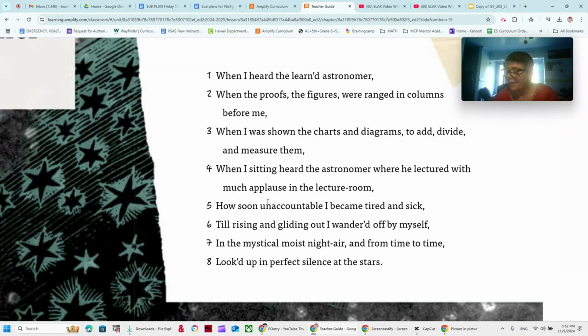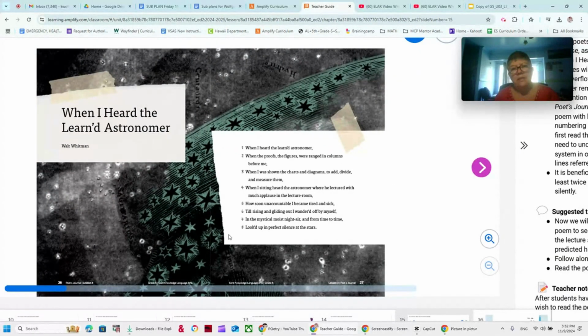Let's read it one more time. When I heard the learned astronomer, when the proofs, the figures were ranged in columns before me, when I was shown the charts and diagrams to add, divide, and measure them, when I sitting heard the astronomer where he lectured with much applause in the lecture room, how soon unaccountable I became tired and sick, till rising and gliding out, I wandered off by myself in the mystical, moist night air, and from time to time looked up in perfect silence at the stars.